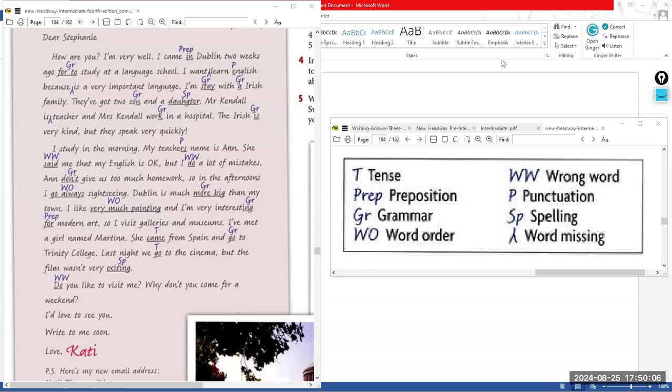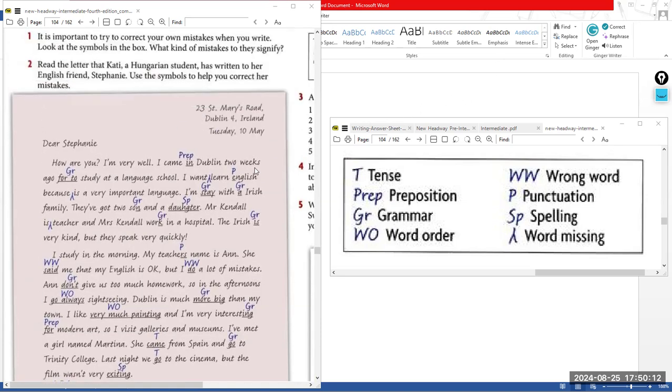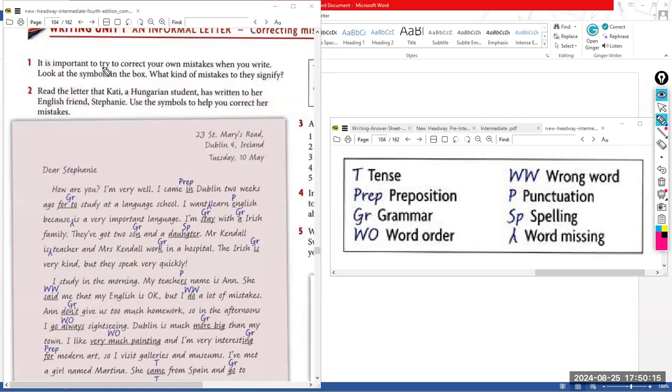If you are writing an essay, a paragraph, an article, a report, any piece of writing, keep in mind that it is important to try to correct your own mistakes when you write. Now, to do so, we have some symbols you need to keep in your mind just to check when you finish your writing. The first symbol or the first step is checking the tense. You have to check if you used the tense correctly. This is one of the most important steps, and the symbol of tense is T.